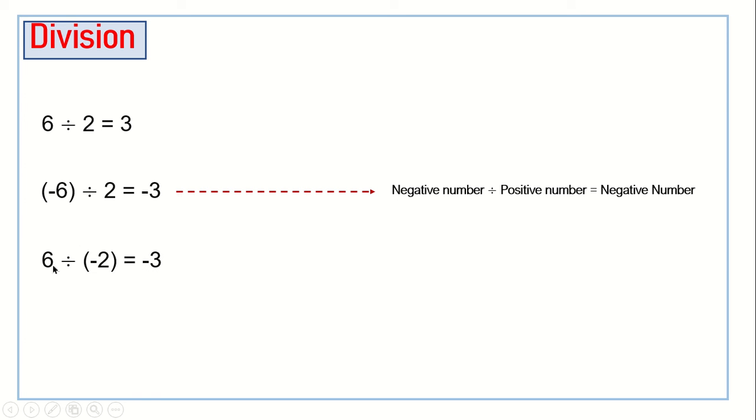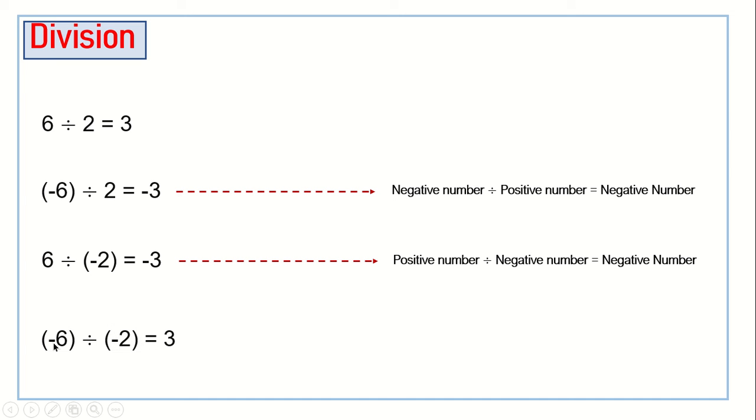Okay? 6 divided by negative 2, we get negative 3. What does it imply? It means that 6, which is a positive number, divided by negative 2, which is a negative number, will give us negative 3, which is a negative number. So, positive number divided by negative number, we get negative number.